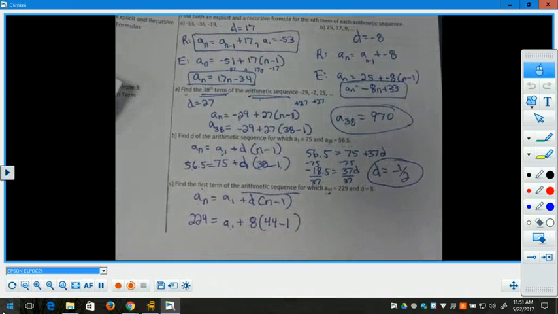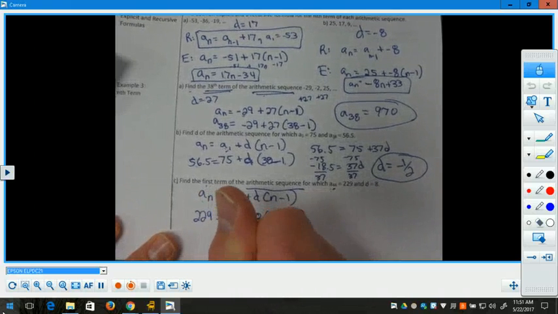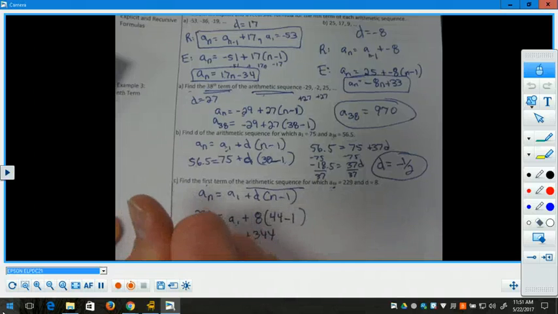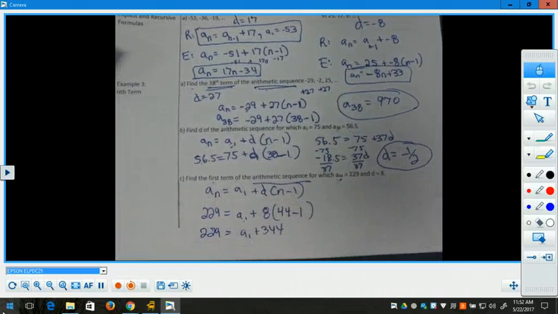Now I just have to do 8 times 43, which is 344, and subtract that value from 229, which gives me negative 115.